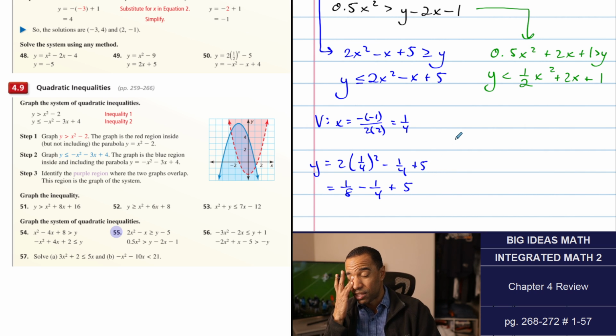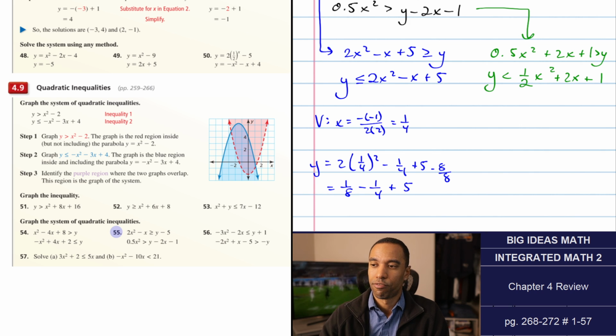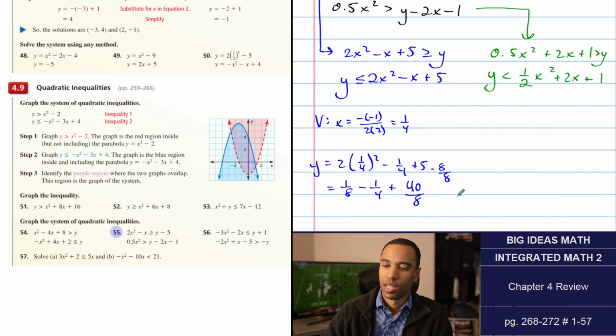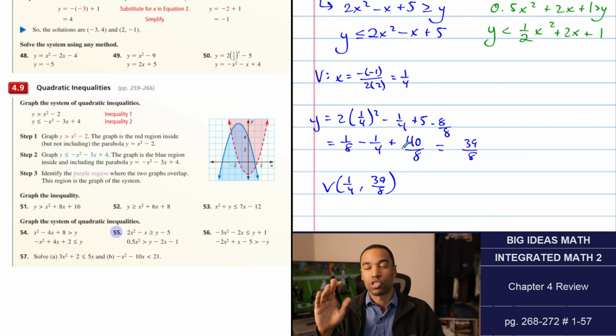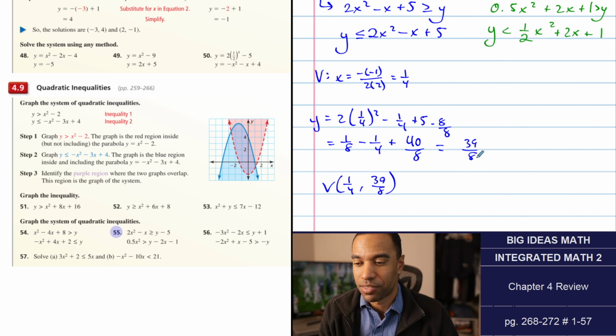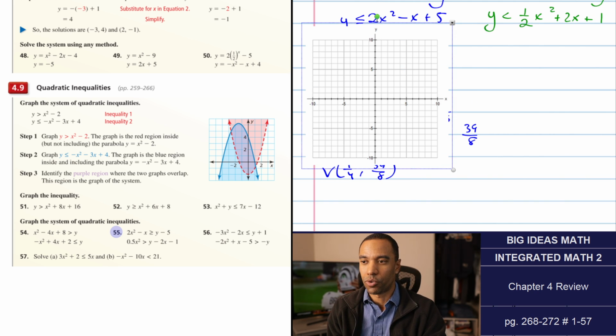5 is 40/8, so negative 1/8 plus 40, hold on, times 8 over 8, plus 40/8 is 39/8. So we have a vertex there of 1/4, 39/8. Now 39/8 is 4 and 7/8. So when it comes to that portion of the graph, I'll get to green afterward.